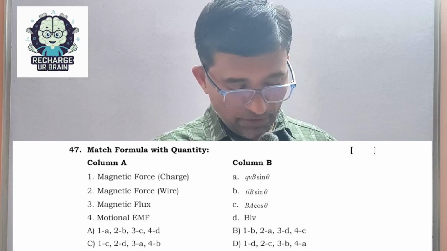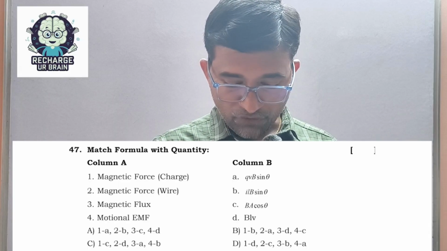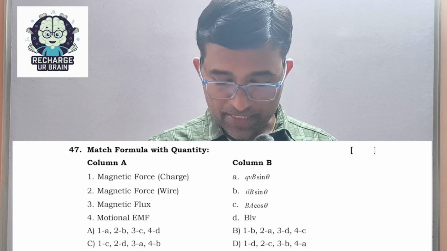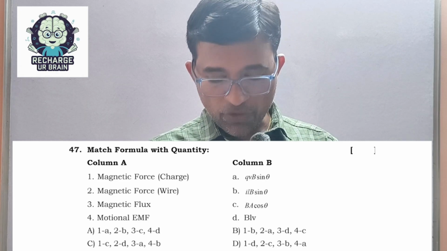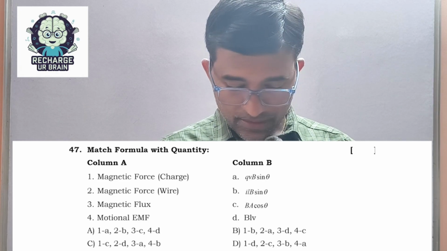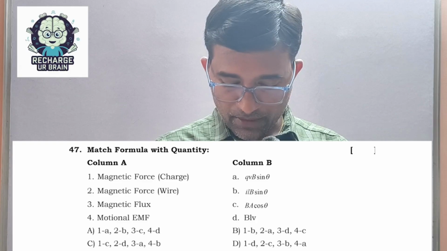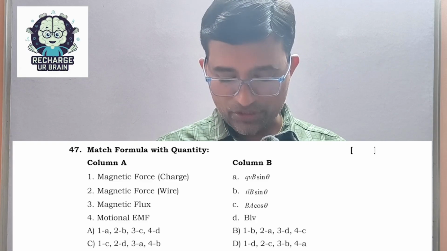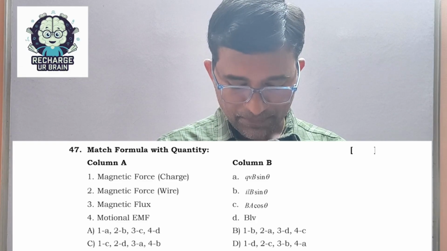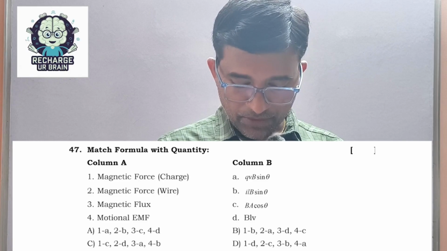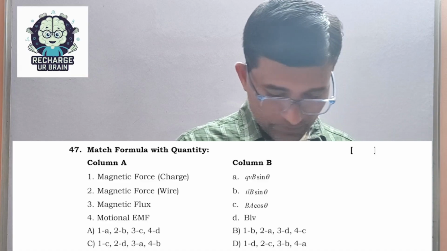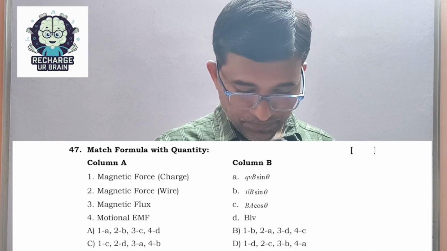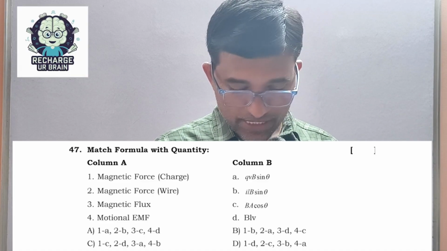And next one, 47th bit. Match the formula with the quantity. Magnetic force on the moving charge, formula F is equal to qvB sin theta. And magnetic force on wire, ILB sin theta or BIL sin theta. Magnetic flux, BA cos theta. Motional EMF, BLV. So for 47th one, the right option is A.